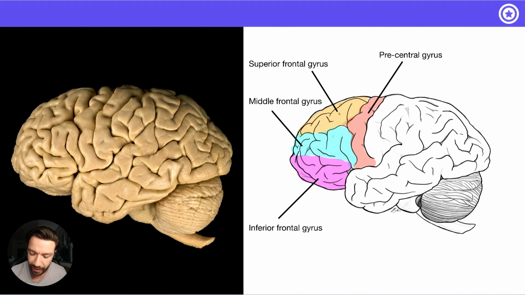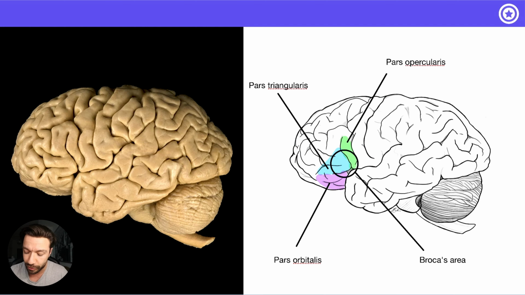And then we have these three gyri right here. And what I like to do is take three fingers and just place them over that frontal lobe. Now, these gyri are kind of ambiguous. They're not as well defined as we would like them to be. But by placing three fingers, we can get an estimation of where they are approximately. So you can see right here, we'd have that superior, we'd have our middle right here, and then all the way down here, we would have our inferior frontal gyrus.